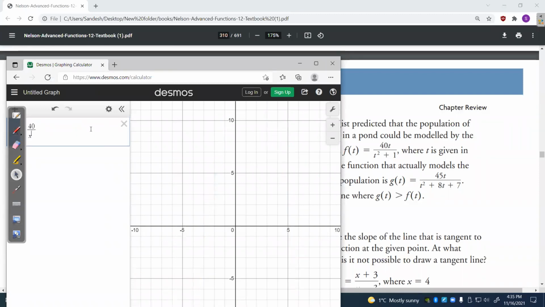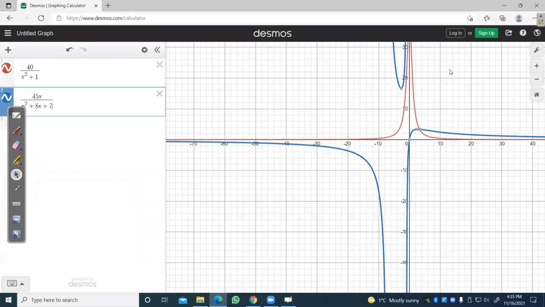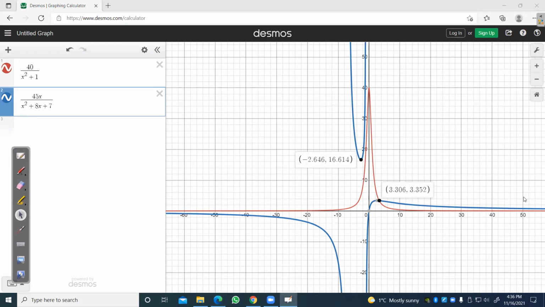40 over x squared plus 1 and 45x over x squared plus 8x plus 7. And we want to know when the blue graph is greater than the red graph, okay? When is the blue graph greater than the red? What would be your answer? The blue for a fact is greater, it's above the red one here. So it's from 3.306 to positive infinity.